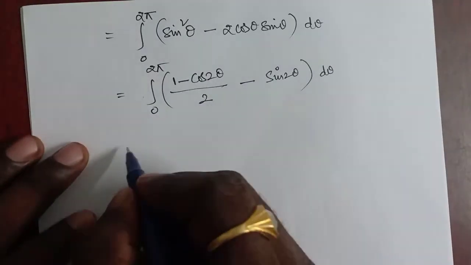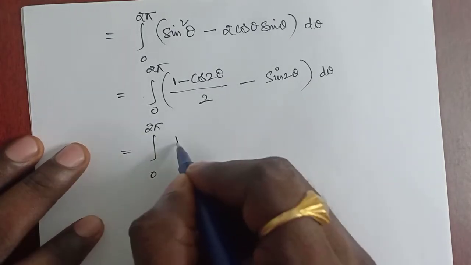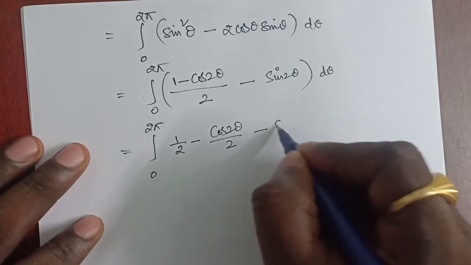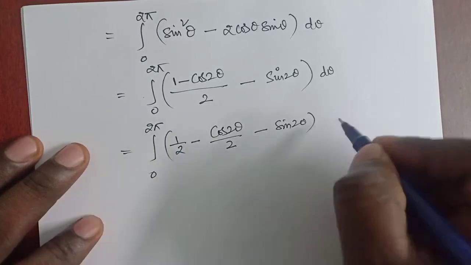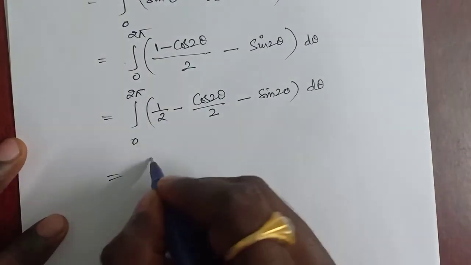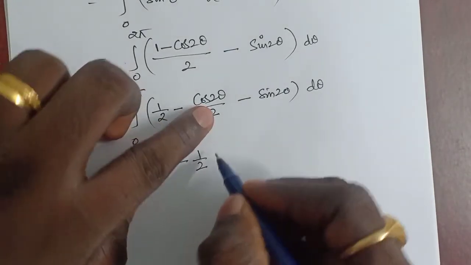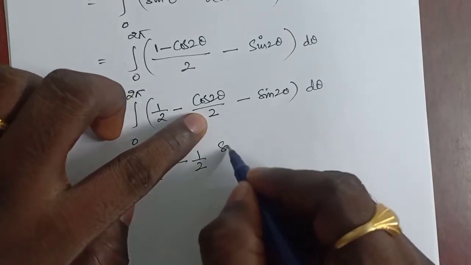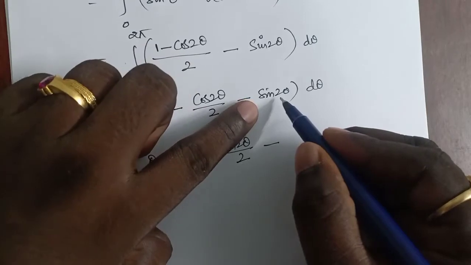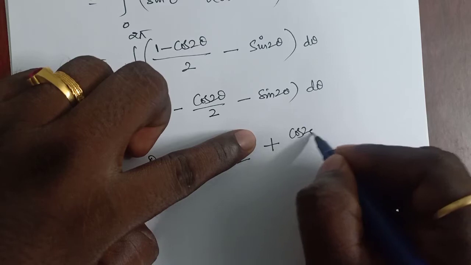Now split this one. The integration from 0 to 2 pi is 1 by 2 minus cos 2 theta by 2 minus sin 2 theta. So like this we have to split. Now coming to the integration, for 1 by 2 it is theta by 2, minus, 1 by 2 is a constant, put it outside. For cos 2 theta the integration is sin 2 theta by 2, minus, for sin 2 theta the integration is minus cos 2 theta, so minus of minus gives plus cos 2 theta by 2.